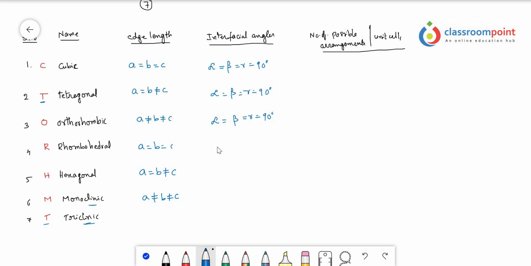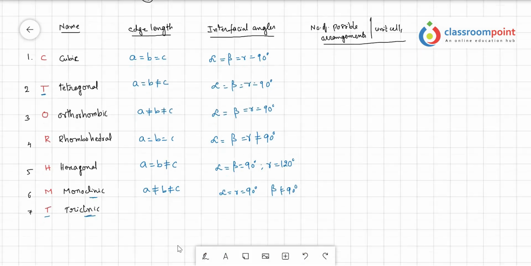And rhombohedral here, alpha equals beta equals gamma, but these are all not equal to 90 degrees. Means these angles are the same, but none of these angles equals 90 degrees. And in the case of the hexagonal, alpha equals beta equals 90 degrees, whereas gamma equals 120 degrees. Hexagon means 120 degrees. One angle must be 120 degrees. And in the case of the monoclinic, alpha equals gamma equals 90 degrees, whereas beta not equals 90 degrees. Now come to the triclinic.